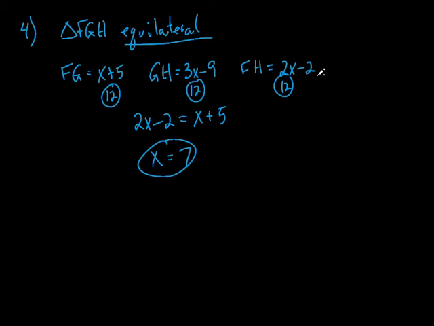Now, if you wanted to double check just to make sure that was right, you could do that, couldn't you? 3 times 7 is 21, minus 9 is 12. That works. 2 times 7 is 14, minus 2 is 12. Yes, that works as well. All right, but you didn't have to do that. You could have just written them down. Make sense?